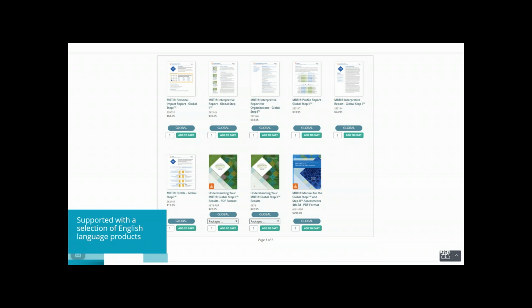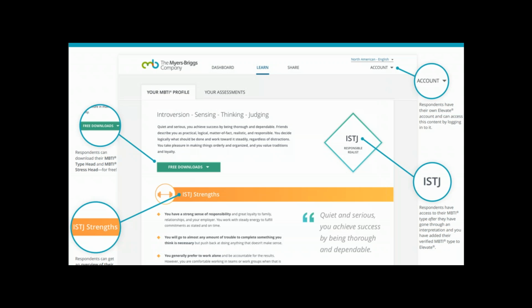The MBTI Global Assessment is currently supported by a selection of core reports and instructional materials. You can find these on the Elevate catalogue here. They include 6 reports, a new manual, and for now, these are all available in English language only. Each report comes with some additional personalized online content that practitioners can choose to share with their respondents.